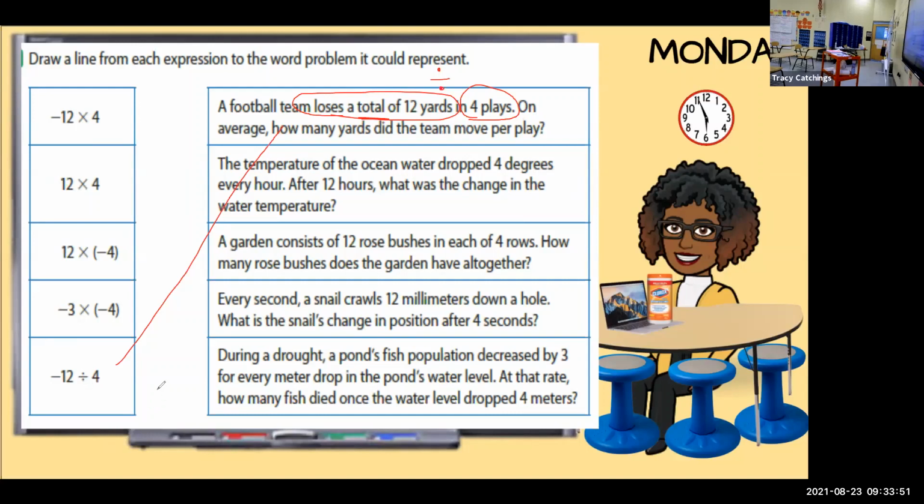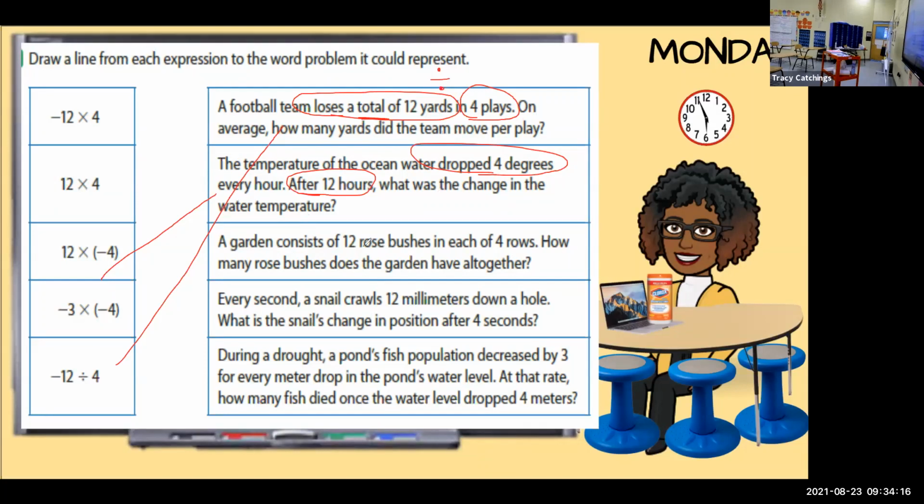All right, the second one said the temperature of the ocean water dropped 4 degrees every hour. After 12 hours, what was the change in the water temperature? Dropped 4 degrees. That's why she got negative. And then it says after 12 hours. Good job. I think that was Chanel.